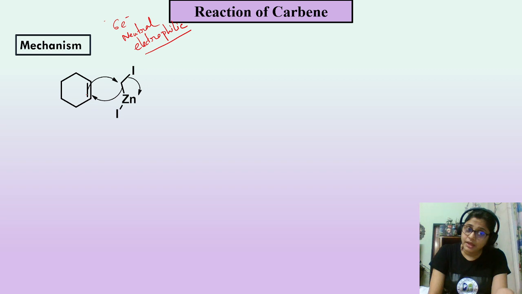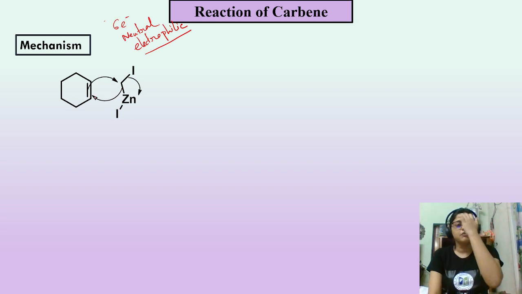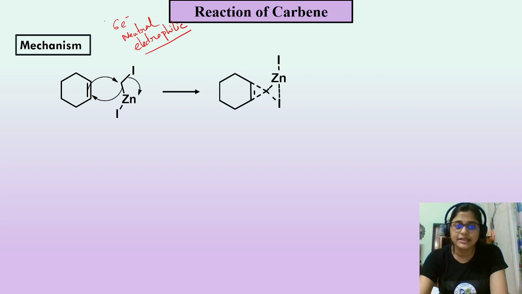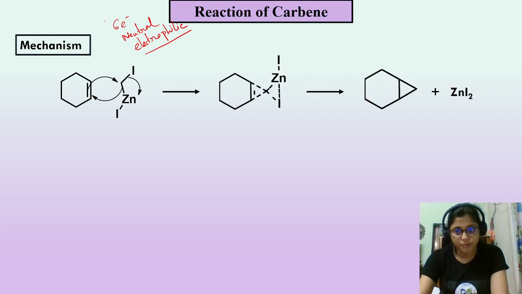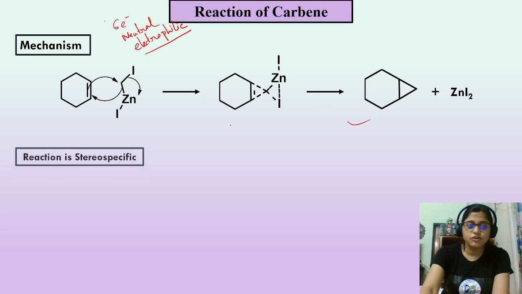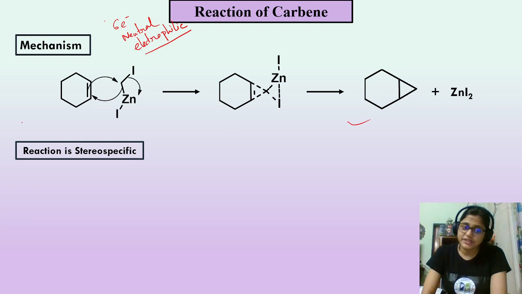And here the double bond has pi electrons. It has a high concentration of pi electrons, so it can attack the electrophilic center. And ZnI will go to here. So now this kind of intermediate will form, which leads to the formation of this kind of product. Now the reaction is stereospecific.